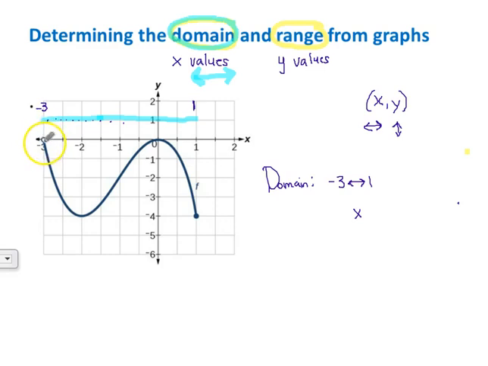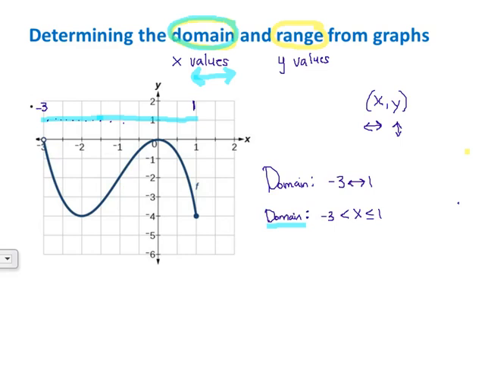Look at how we've got an open circle here. Remember last unit, we learned that if we have an open circle, that means it doesn't include the value of -3. So x can be greater than -3. We're not going to put greater than or equal to. Over here on the right side, we have a closed circle to show that x has to be less than or equal to 1. So our domain, the correct way to write it using inequalities, would be that x has to be greater than -3 and less than or equal to 1. And that's our domain. That's showing the horizontal, all of our x values.